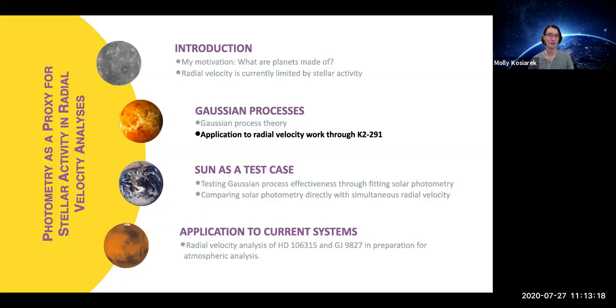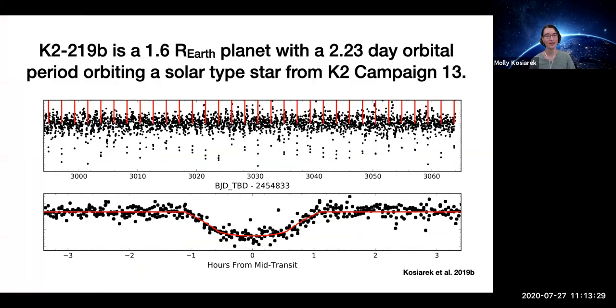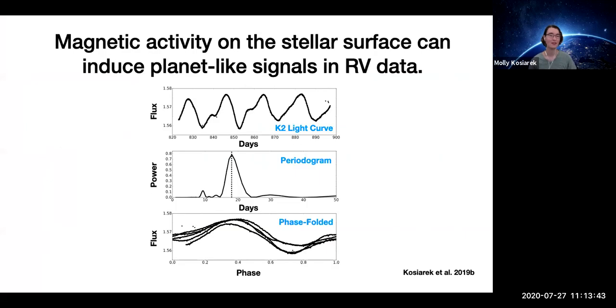So now let's look at an example of this method. We're going to use, in practice, the system K2-291. K2-291 is a solar type star from K2's campaign 13. We discovered one 1.6 Earth radii planet transiting at 2 days. The transits are shown here. This star exhibits really lovely periodicity, shown in the top panel. You can clearly see the rotation period basically by eye, and there are signs of surface features evolving from one rotation to the next rotation.